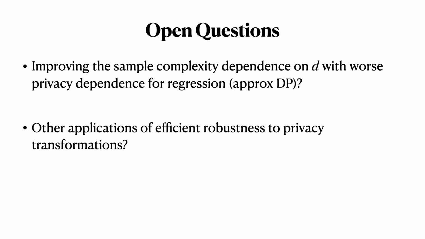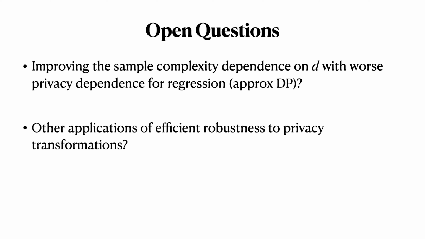Finally, I want to mention some open questions. The first is whether the sample complexity for private linear regression can be improved in the approximate DP setting. In the pure DP setting, we know that our sample complexity is optimal. However, in the approximate differentially private setting, the situation is a bit more nuanced. And it's possible that you can get a better sample complexity dependence on d than our algorithm, which still pays the d squared over alpha squared in the approximate setting, by incurring a worse privacy dependence or a worse dependence on the privacy parameter delta in the approx DP setting.